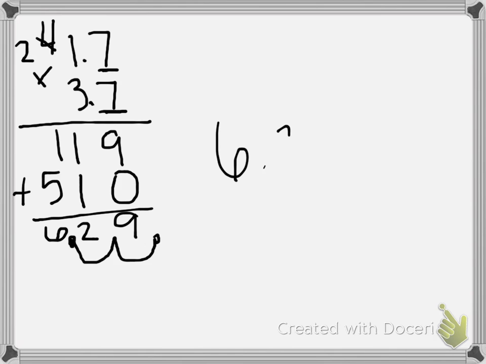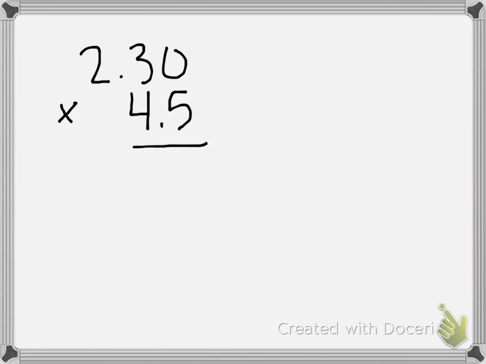So my answer is 6.29. Let's try another one. I have 2.30 times 4.5. Notice I did not line up my decimal point, I lined up my numbers.